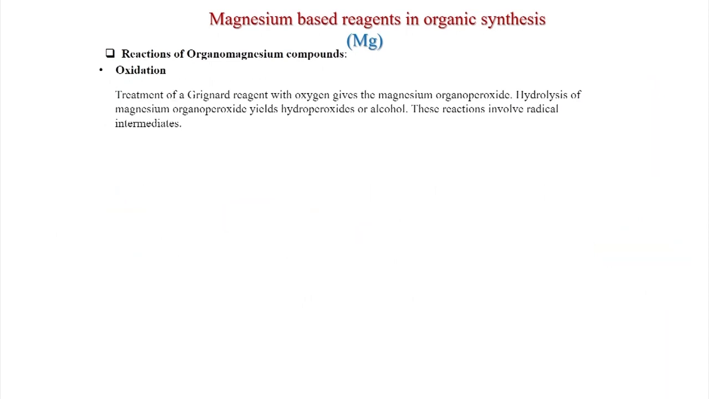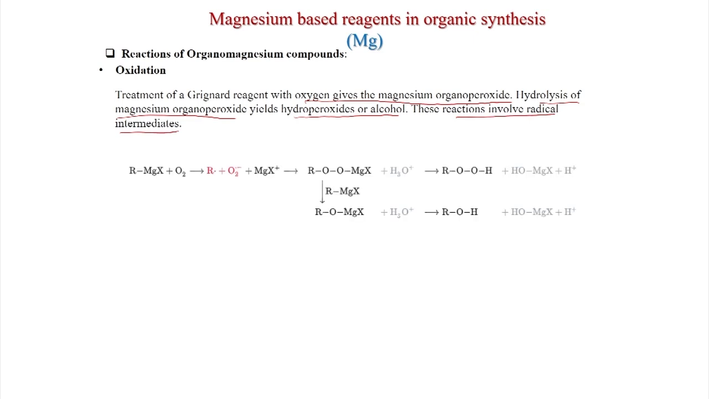Oxidation reaction is also possible. A treatment of a Grignard reagent with oxygen gives the magnesium organoperoxide. Hydrolysis of magnesium organoperoxide yields hydroperoxides or alcohol. These reactions involve radical intermediates. So, here you can see that Grignard reacts with oxygen. Now, this R dot is formed and O2 minus MgX plus. And now, this R dot again reacts with the oxygen and generates this OOMgX. So, what actually happened?